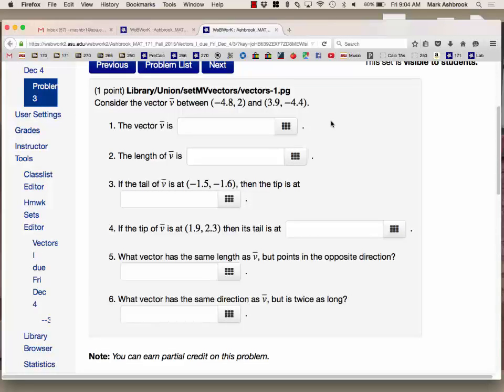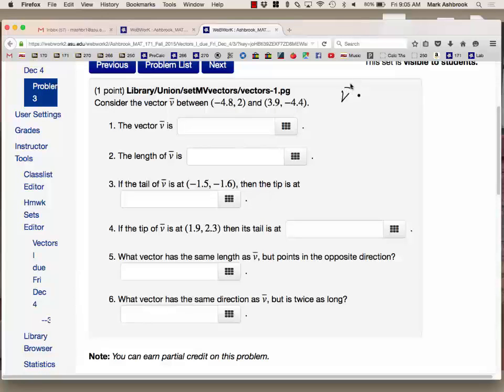Basics first. Can't do the hard problems without the basics. So the vector v is between this point and this point. The implication is this is the tail and this is the tip. So if we want to write that in component form, what is the component form of the vector v?